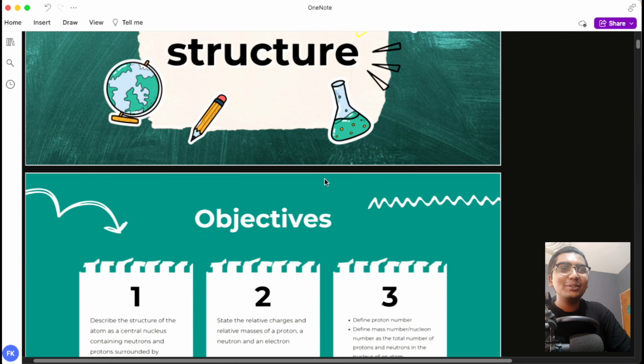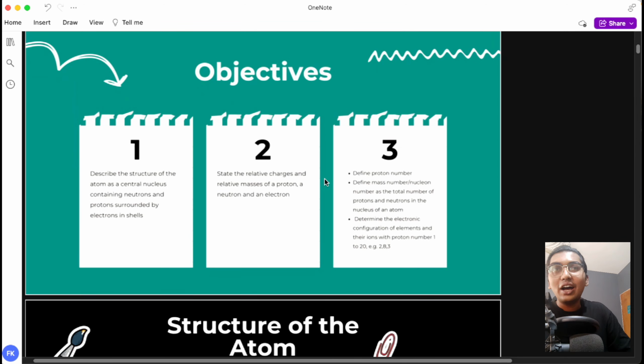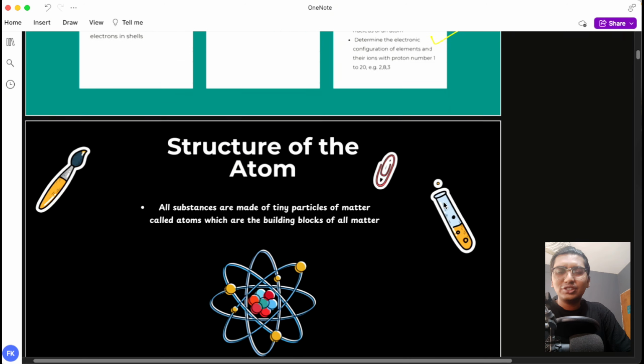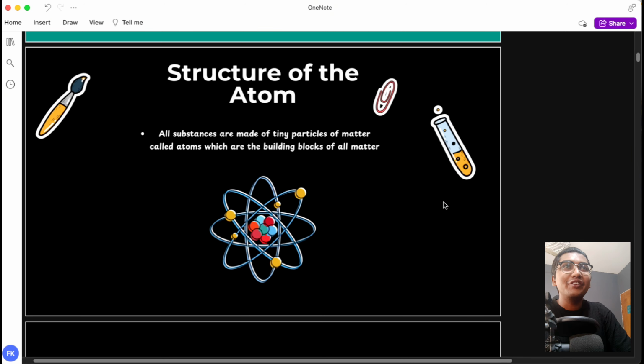Let's begin. Let's look at our learning objective. Our learning objective would be to describe the structure of an atom. We'll learn about relative charges of proton, neutron, electron. We will also learn about proton number, mass number, and also I will show you how to draw electronic configuration of an element. Let's start by learning the definition of an atom.